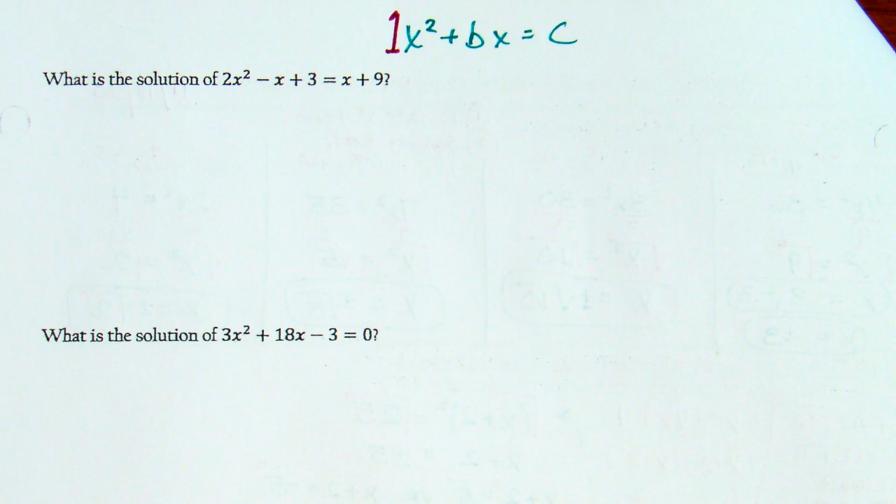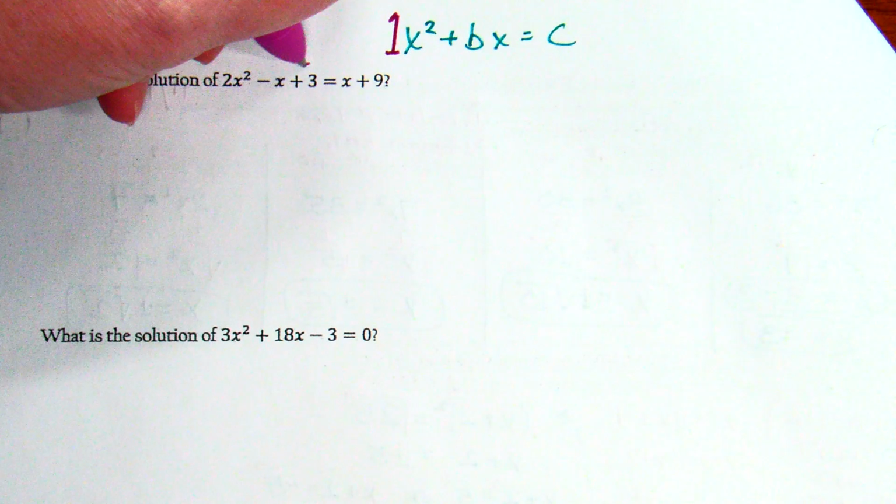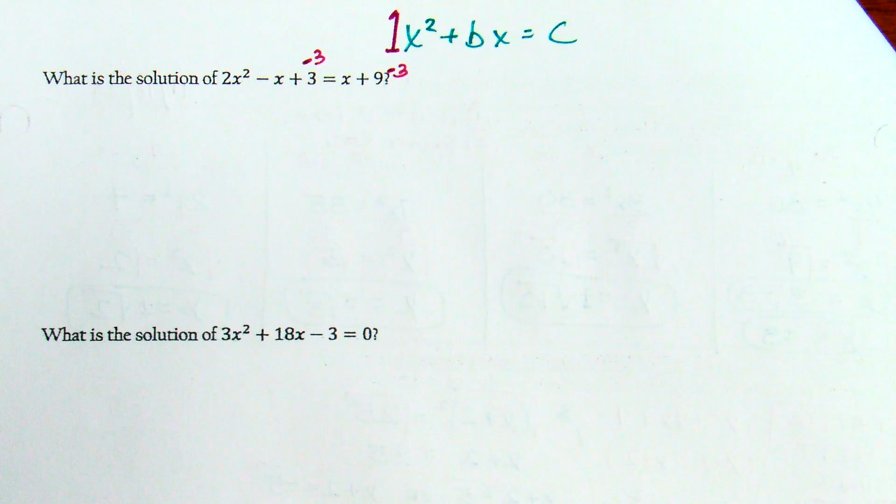Subtract what? I could subtract an x, and I could subtract a 3. I could see both of those happen. We want all of our plain numbers on the right. 9 is already on the right, but what about 3? If it's a plus 3, we should subtract 3. So I'm going to subtract 3 from both sides.